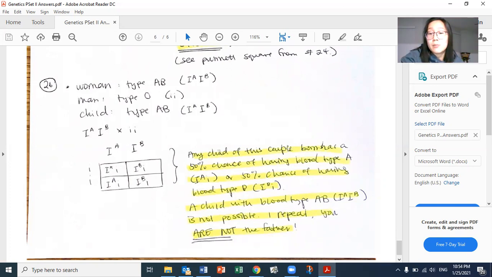Any child of this couple born has a 50% chance of having blood type A, which would be an IA, lowercase i here, or a 50% chance of having blood type B, which is IB, lowercase i. A child with blood type AB is not possible out of this cross. So this woman accusing this man of being the father of her child, she's wrong, right? He is not the father, right?